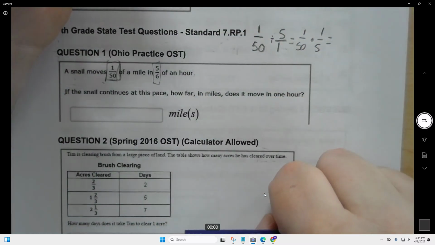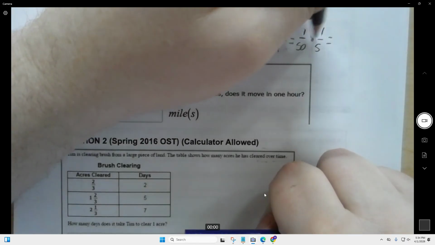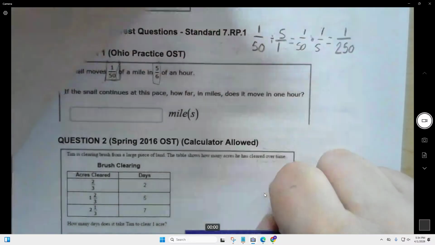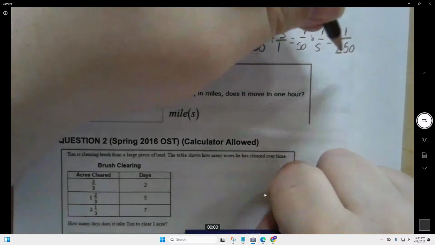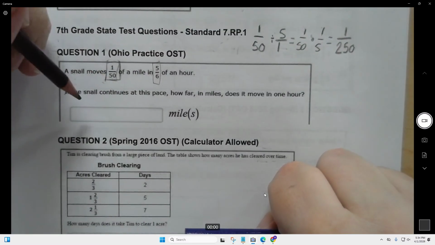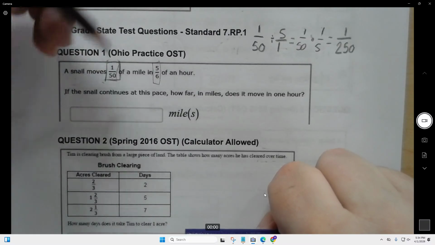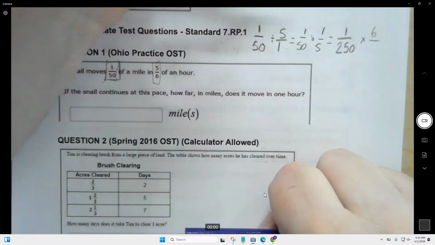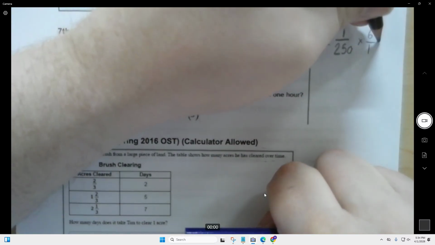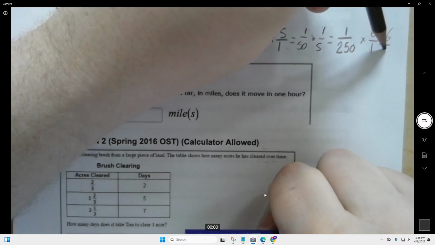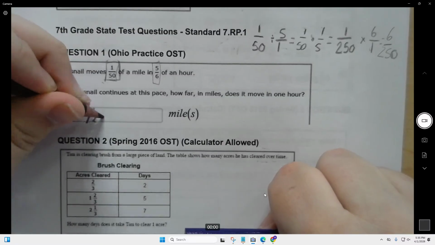Then you multiply across. 1 times 1 is 1. 50 times 5 is 250. So in 1/6 of an hour, it moved 1/250th of a mile. So therefore, in 6/6 of an hour, it would go 6 times further. So we'll do 1 times 6, which is 6. 250 times 1, which is 250. That leaves you an answer of 6 over 250.